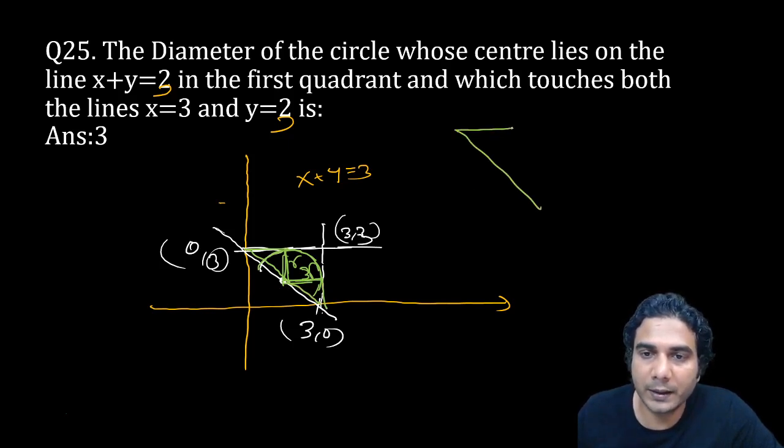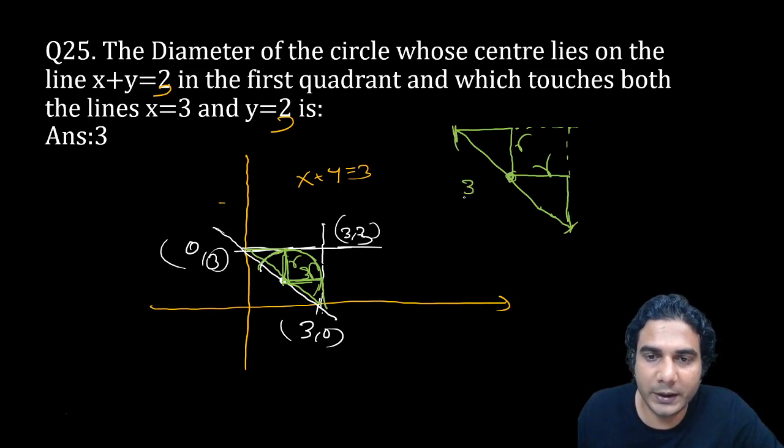I'll make a big diagram. Because this is R and this is also R, you can see this is going to be the midpoint, at equal distance from this line and this line. So it is going to be a square. This only can happen when this point is a midpoint of this line. Midpoint. So this point is going to be 3 by 2 comma 3 by 2.